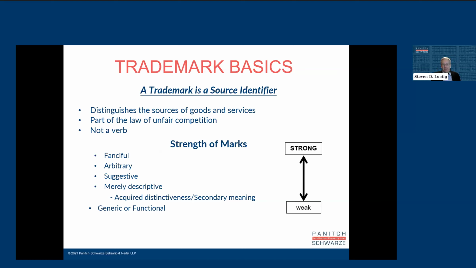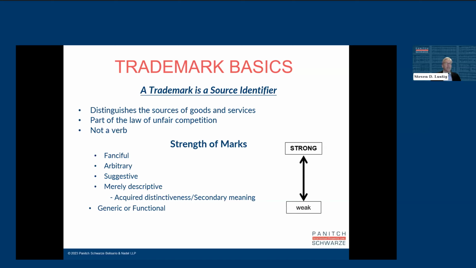So the way I always like to begin these things is with a foundation. This may be a little bit too basic for people, but I always feel it's advantageous to get back to the basics. So what is a trademark? A trademark is a source identifier, and that's a fancy way of saying it's a brand name. This is the tool by which your consumers find you or your products in the marketplace. So it distinguishes your products and services from the services and products of other people.